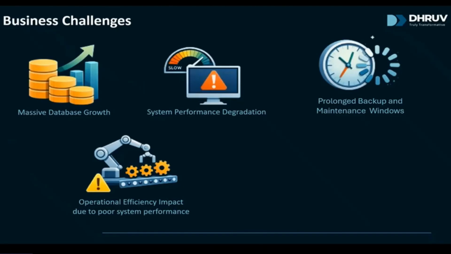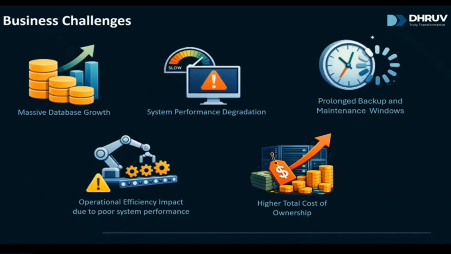Users experiencing system slowness will lead to reduced efficiency, creating delays and operational bottlenecks across departments. Ultimately, all of this leads to higher total cost of ownership. Now you need more storage, compute, memory, infrastructure, and DBA effort just to maintain acceptable performance. So when we talk about database growth, it's not only about storage. It impacts performance, efficiency, maintenance, and overall business cost. And that's the real problem we are trying to solve here.